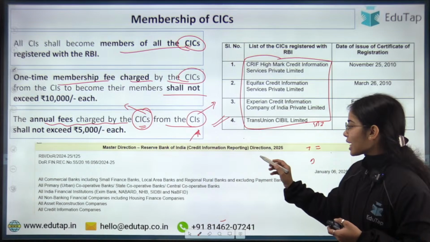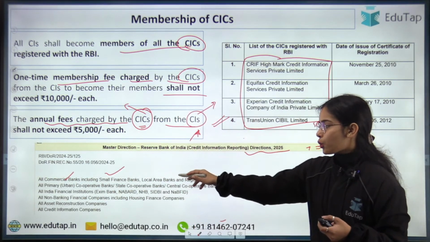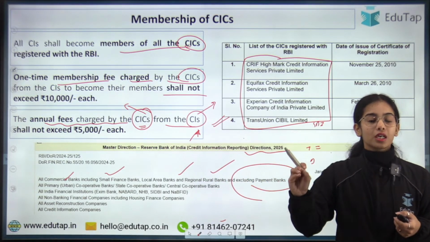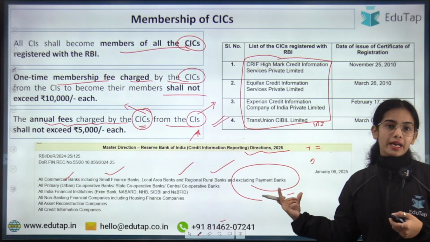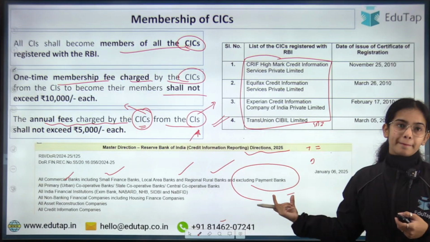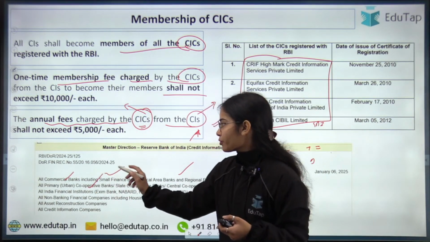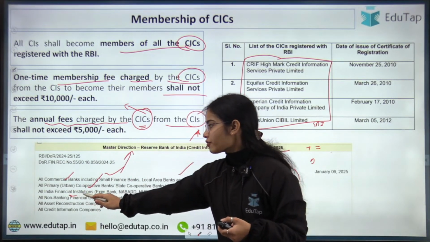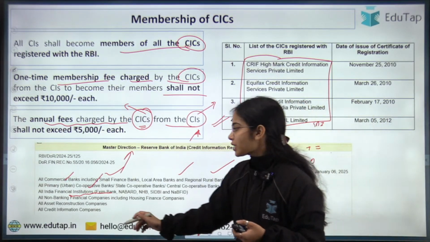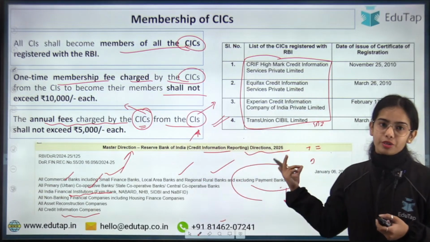Now these directions are applicable on all the commercial banks, including small finance banks, local area banks, RRBs, excluding the payment banks. If you remember, why are the payment banks excluded? Anyone can tell me? So this is what you have to tell me. All the primary urban cooperative banks, all India financial institutions, all NBFCs, all asset reconstruction companies, and all the credit information companies have to follow this Master Direction on credit information reporting.